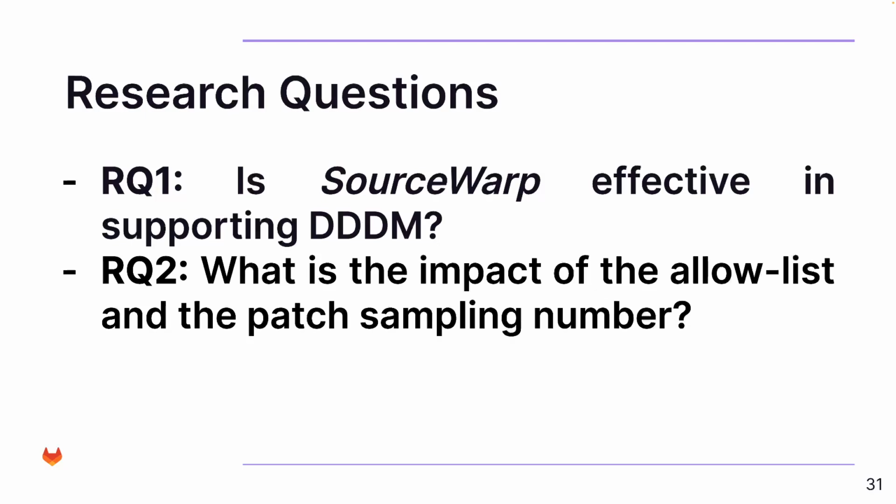As part of this research experiment, we wanted to evaluate two research questions. The first one was, is SourceWarp effective in supporting data-driven decision making? And the second one is, what's the impact of the allow list and the patch sampling number?